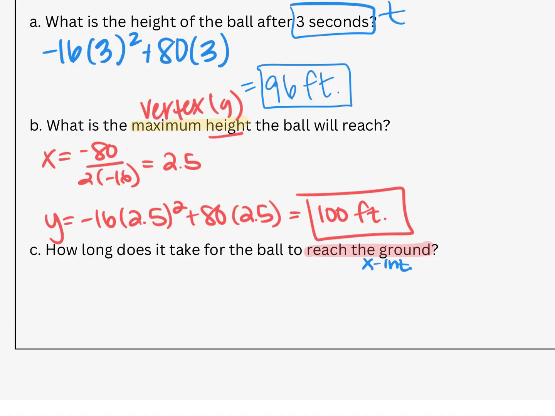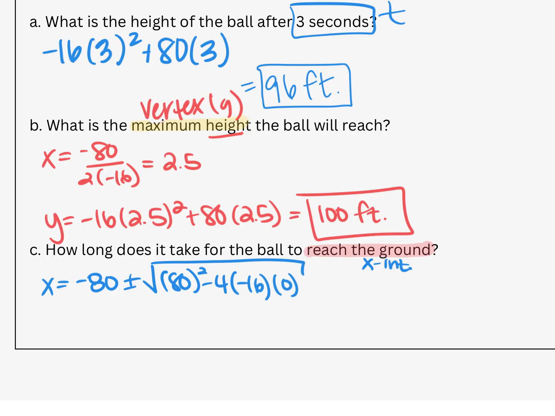And we find the x-intercept by using the quadratic formula. So x equals the opposite of b plus or minus the square root of b squared minus 4 times a times c, which in this case is 0 because there isn't a constant, all over 2 times negative 16. There's just the a term and the b term, so c would be 0. And again, this just becomes a calculator problem. I end up getting negative 80 plus or minus 80 over negative 32.